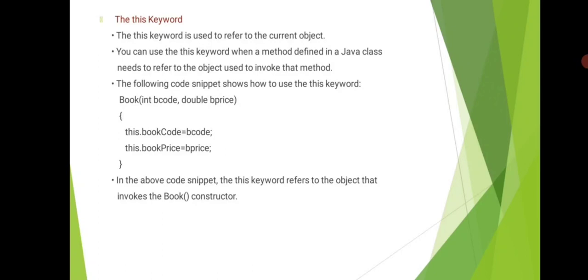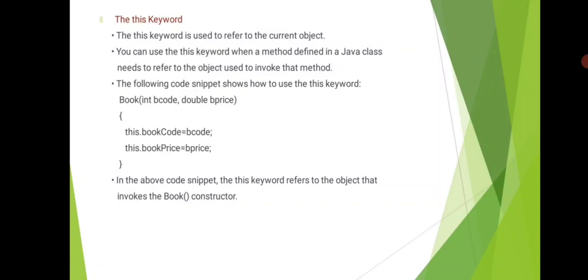Okay, the following code here, one example I will take. In the slide I am showing one code on how to use this keyword. In this example we see the Book constructor. Book is a class, so I am using the class name for the method, which is nothing but a constructor. Book is a constructor having two arguments, int b code and double b price. This initializes the book code and book price of the book. Here b code is copied to book code and b price is copied to book price. Inside this Book constructor we are initializing the instance variables book code and book price.